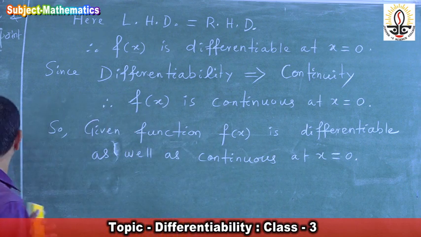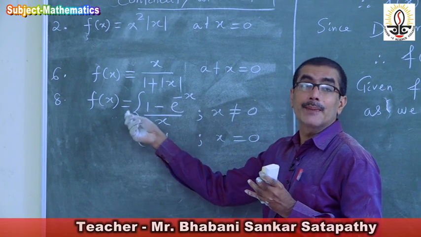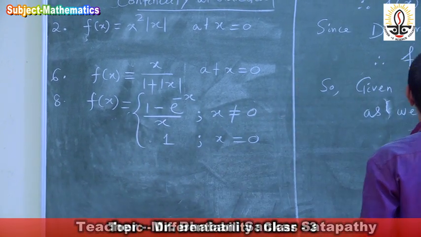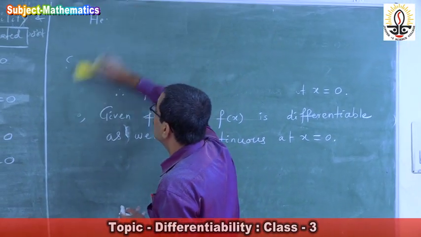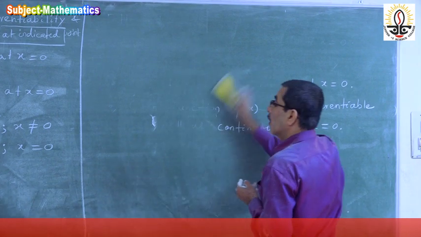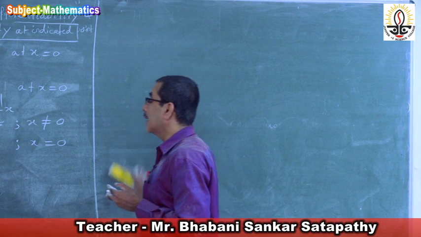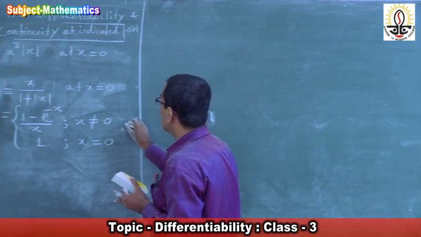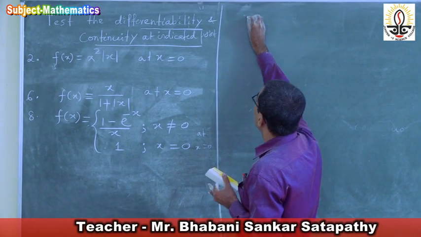Right? So after that we will move to our question number 8, which is a very important question. Many times it is asked in the council examination. So let us find out the differentiability and continuity of this function at x is equal to 0.